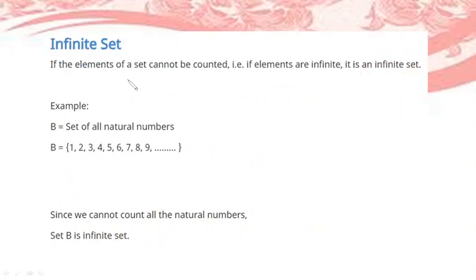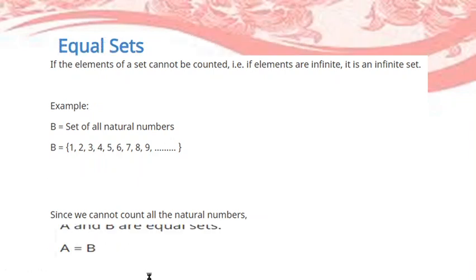Infinite set. Now if the elements are infinite, it means we cannot count those elements. The elements of the set cannot be counted, so it is an infinite set. If I say set of all natural numbers, can you count all the natural numbers? No, we cannot. If I say set of all integers, set of all whole numbers, we cannot count them. So since we cannot count all the natural numbers, set B is known as infinite set.